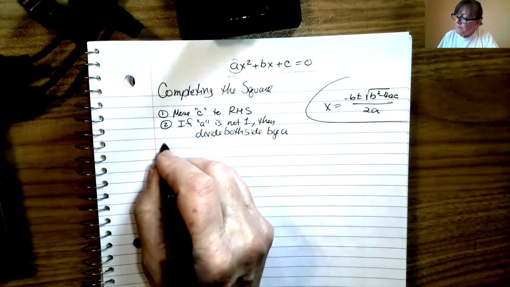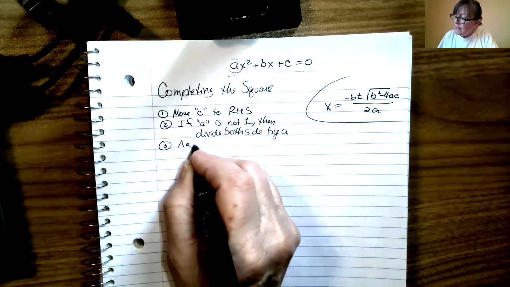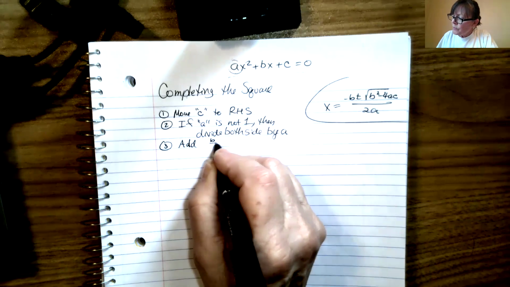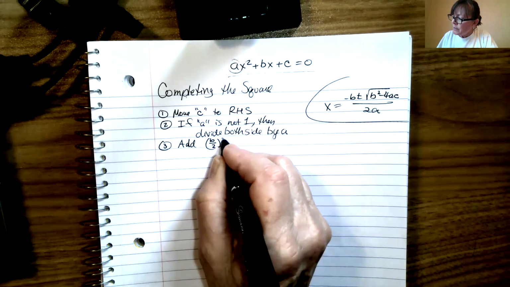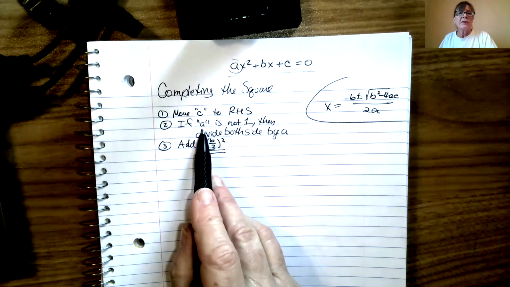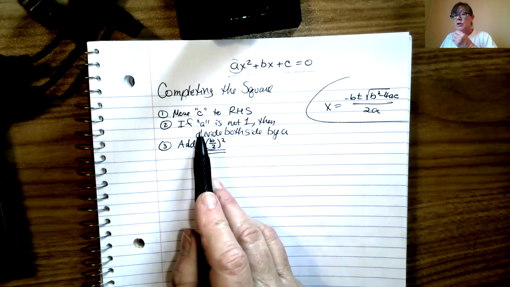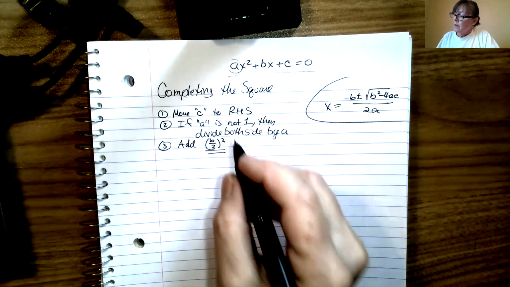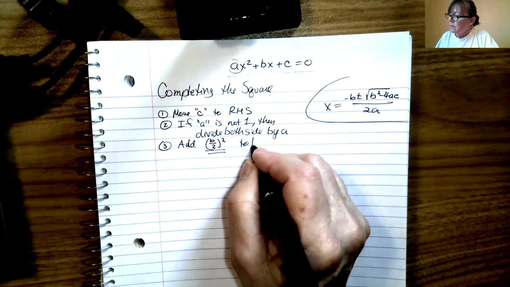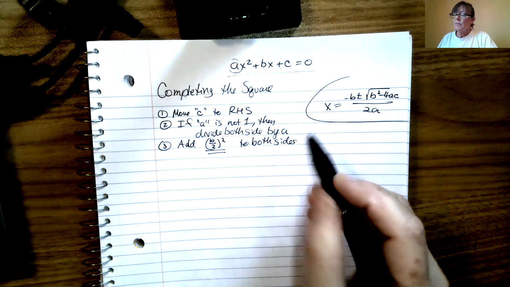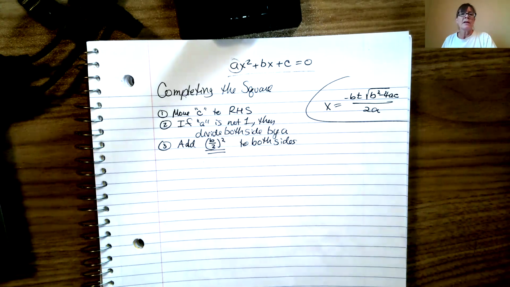Number 3, we're going to add this expression, b over 2 quantity squared, to both sides. Now notice we do that after we divide by a, so our value of b may change if we had to divide by a. When we do something to both sides, we're just keeping our equation balanced, okay?